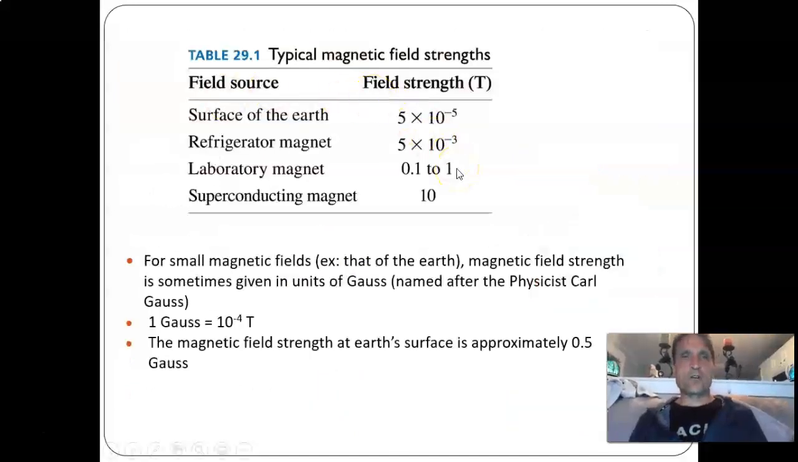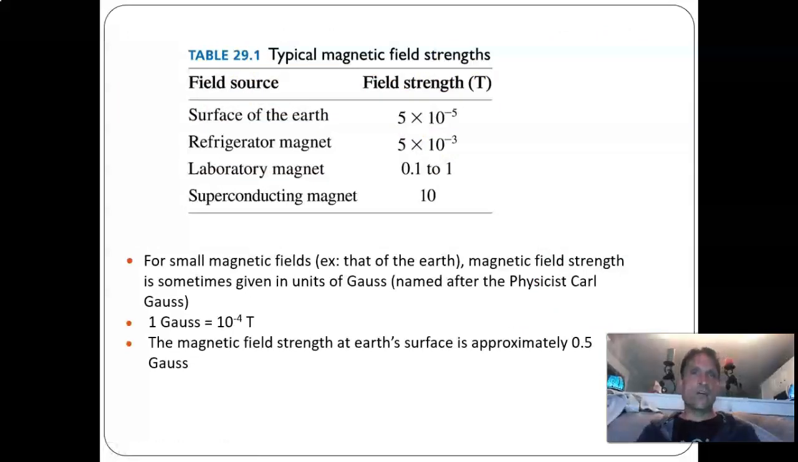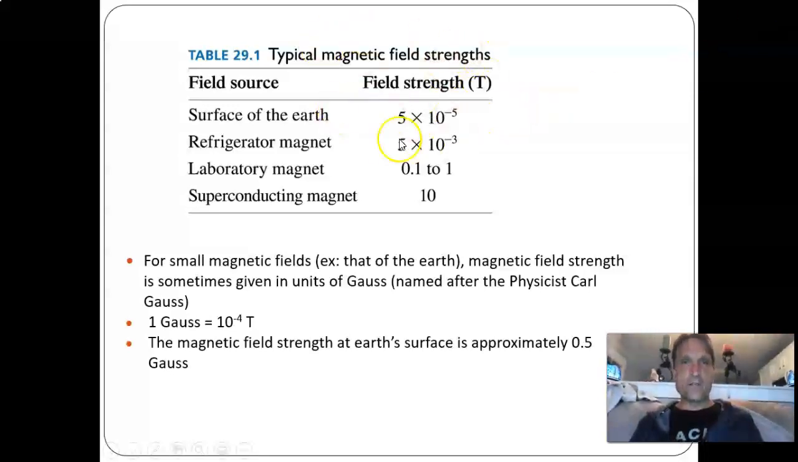So here are some typical field strengths. The magnetic field strength at the Earth's surface, due to the molten currents in the interior of the Earth, is about 5 times 10 to the negative 5 Teslas. And that's a really small number, and so sometimes you'll see units of Gauss instead of Teslas for small magnetic fields such as that of the Earth, okay?